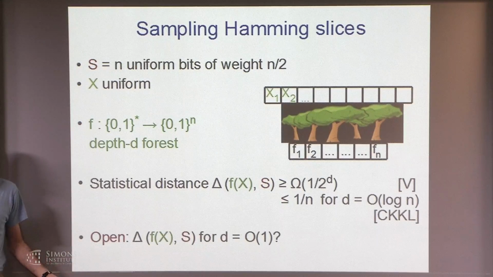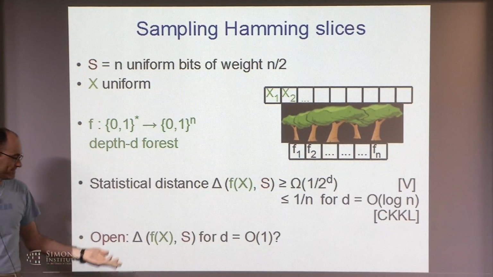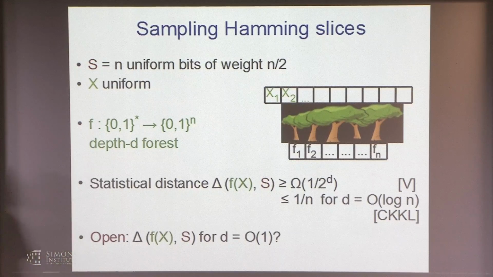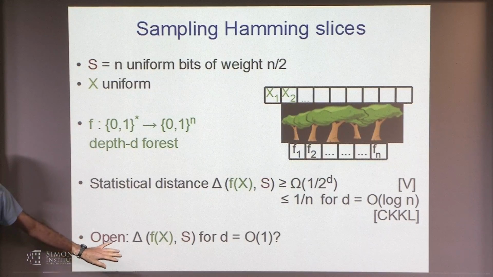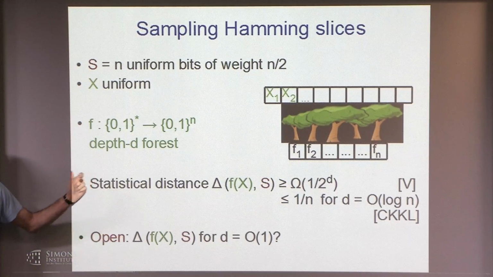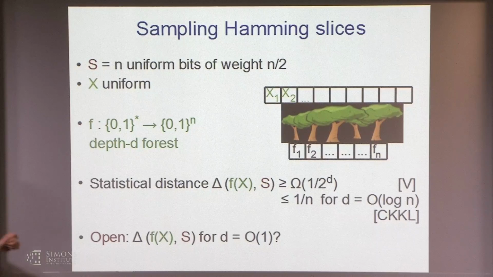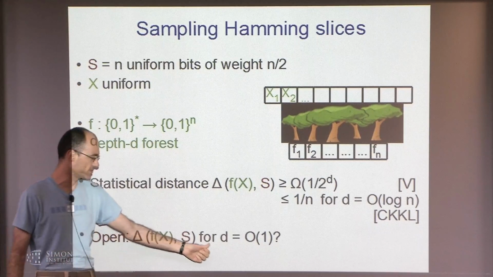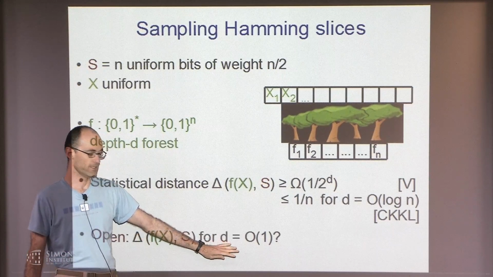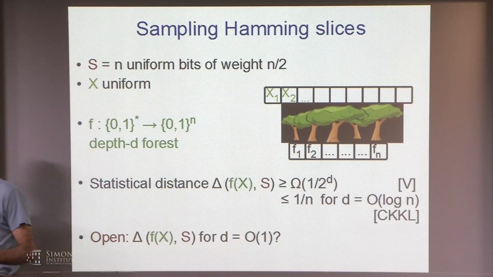Okay, so even for constant depth, can you prove that for depth 10, this distance is at least half? Okay. This question is actually connected to some questions in data structures of storing sets, okay? But I'm not going to say too much about it. But if you can prove some very strong bounds here for some variants of this question, you will actually get some lower bounds for the data structure problem of storing sets.